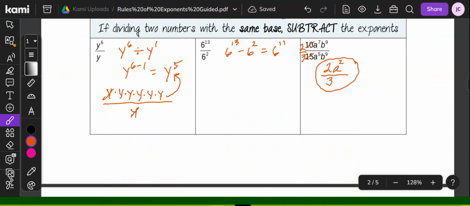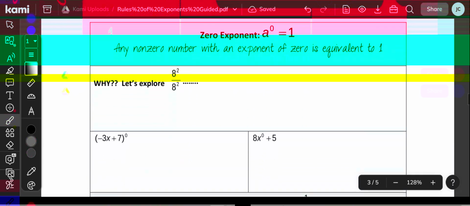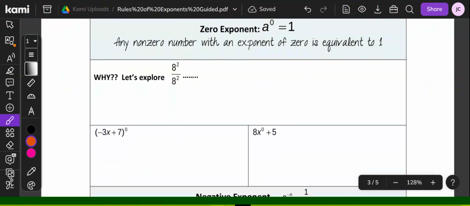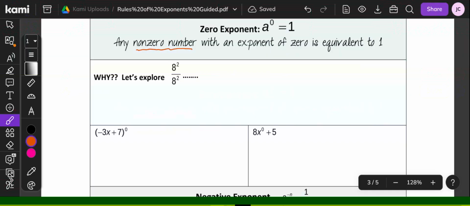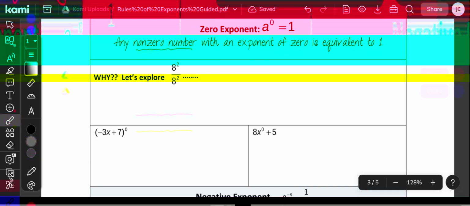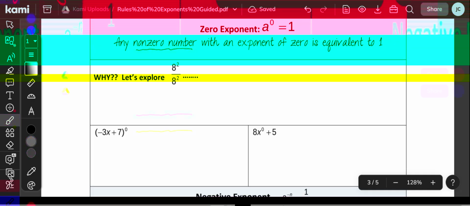So that's quotient of powers. Now we have the 0 exponent. I was just talking about that, right? Any non-zero number with an exponent of 0 is equivalent to 1. All right, so you notice what it says, non-zero number. So that means that 0 to the 0 power, well, we'll look at that and see what that is. I think there's some disagreement. But anyway, we've got a to the 2nd divided by a to the 2nd.